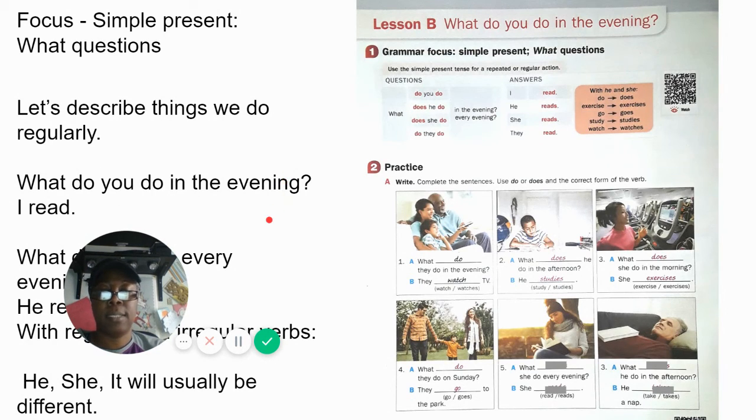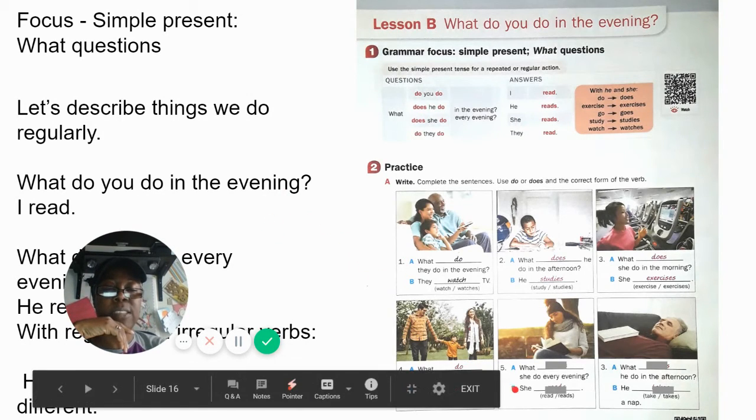All right. Number 5. Well, our subject is she. So if our subject is she, what? Every evening, she reads. Let's look at our answer. What does she do every evening? She reads.